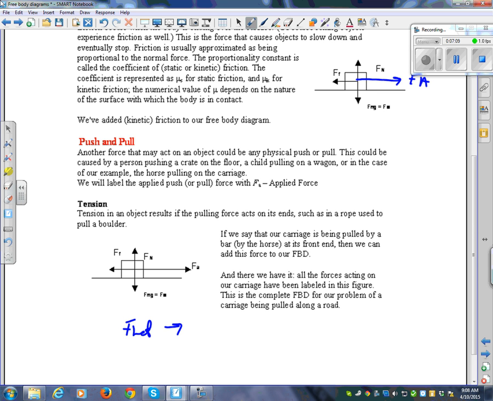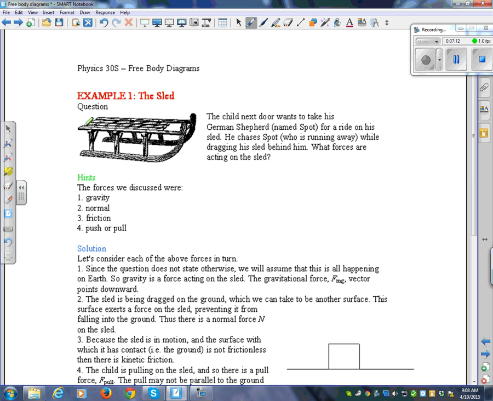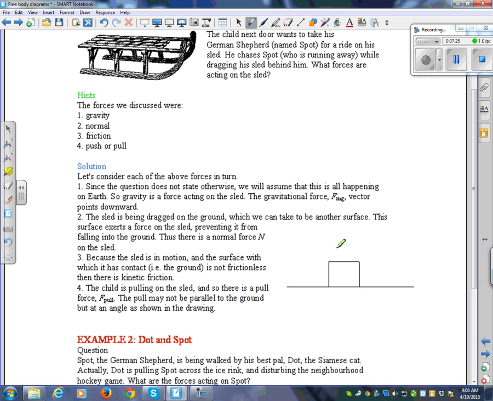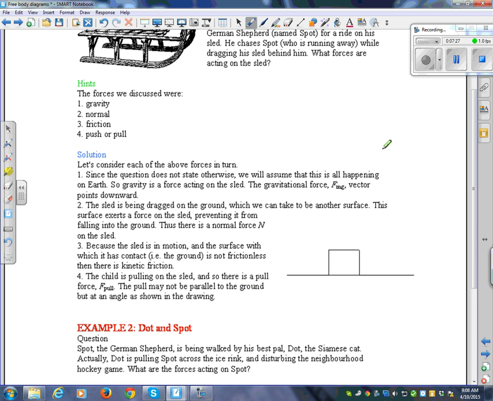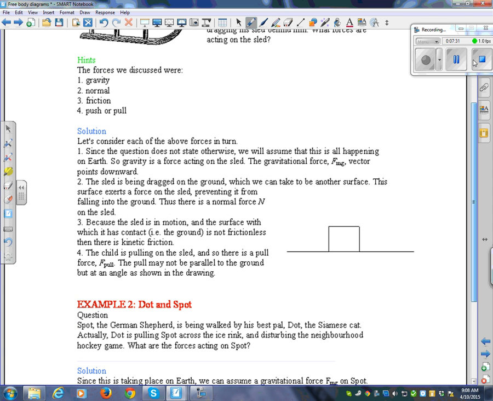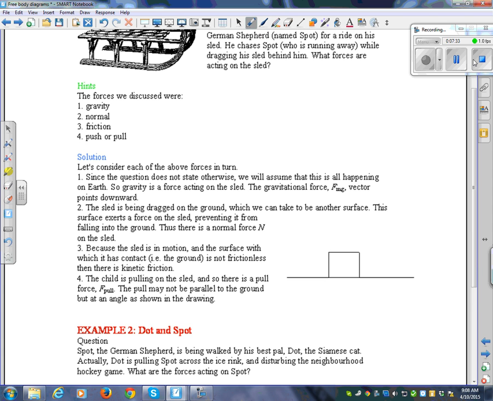Let's try a couple together. The child next door wants to take his German Shepherd named Spot for a ride on his sled. He chases Spot, who's running away while dragging his sled behind him. What forces are acting on the sled? Well, there's our picture there. Here's the solution. Let's just do it ourselves here. What do we need to draw in? The dog. Do we need to draw the dog? No. It's a free body diagram, free of all dogs and other animals.